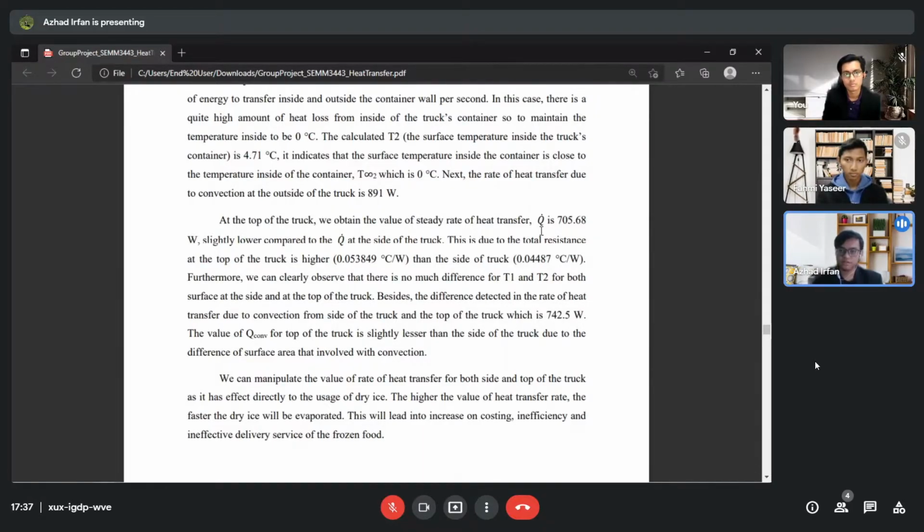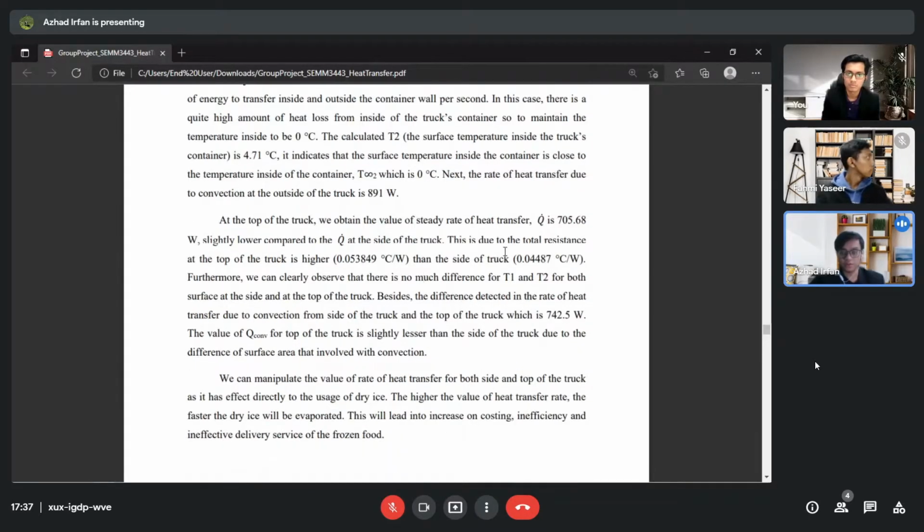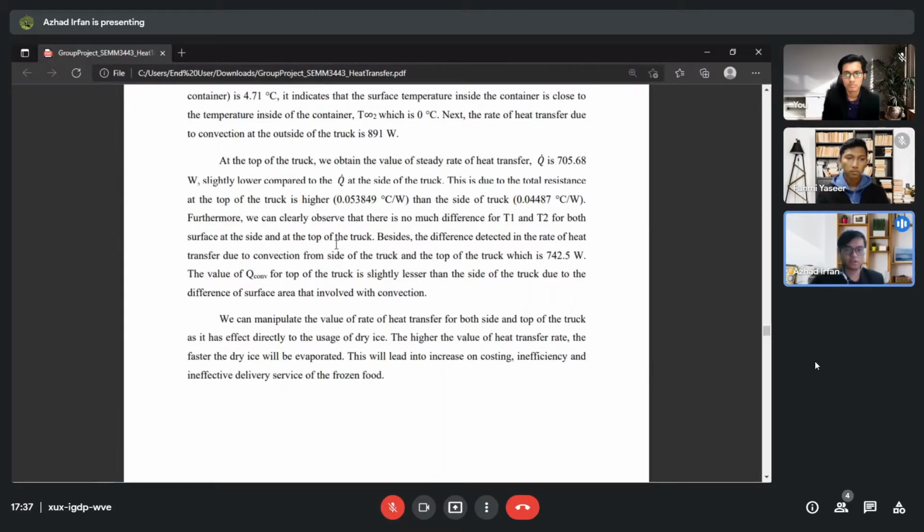For the top of the truck, we obtain the value of steady rate of heat transfer Q dot as 705.68 watt. This is slightly lower compared to Q dot at the side of the truck. This is due to the total resistance at the top surface being higher compared to the side surface. Furthermore, we can clearly observe that there is not much difference between T1 and T2 for both the side and the top of the truck.